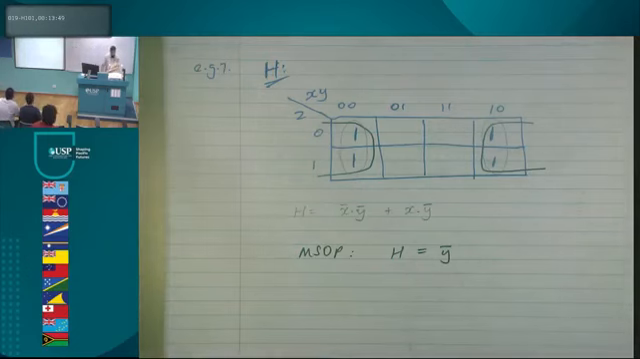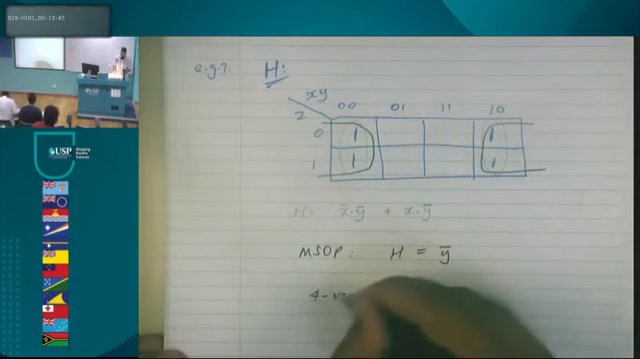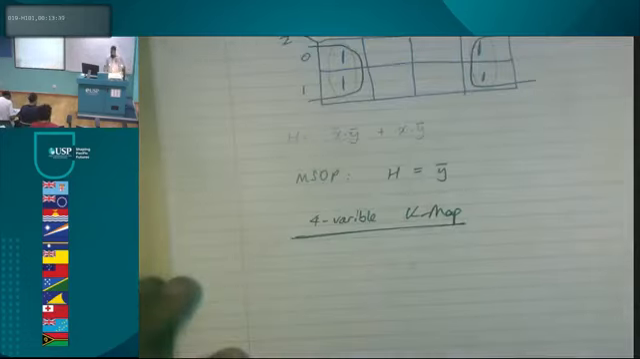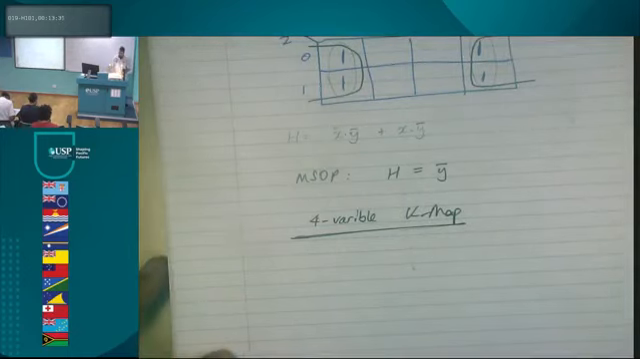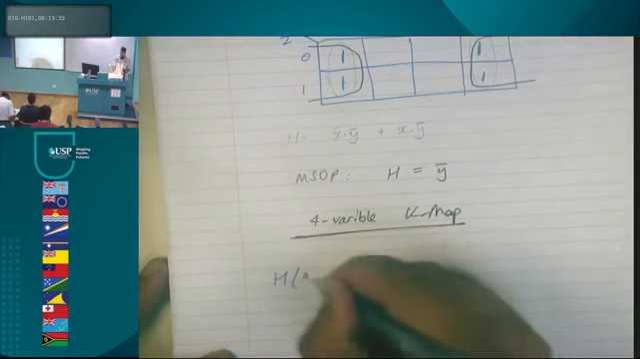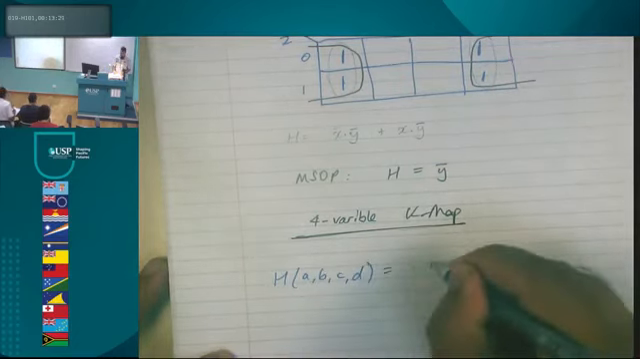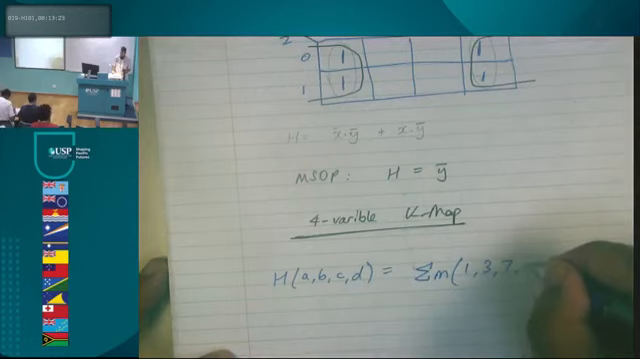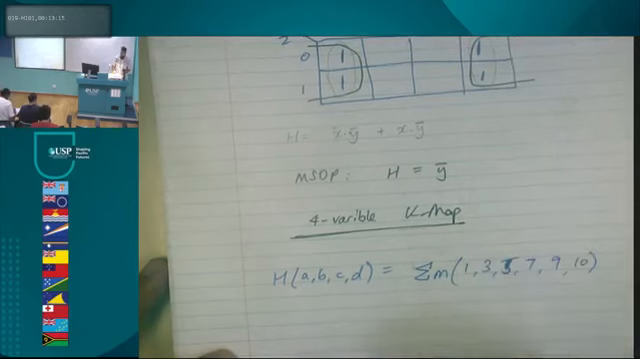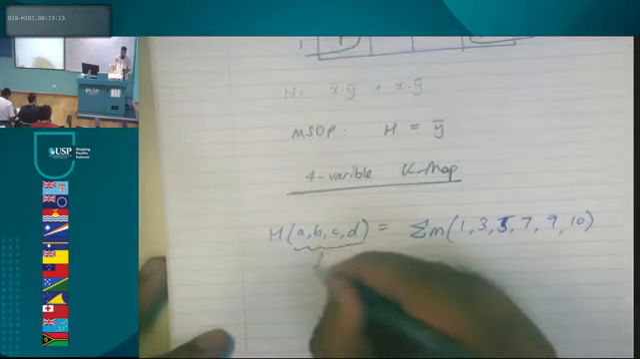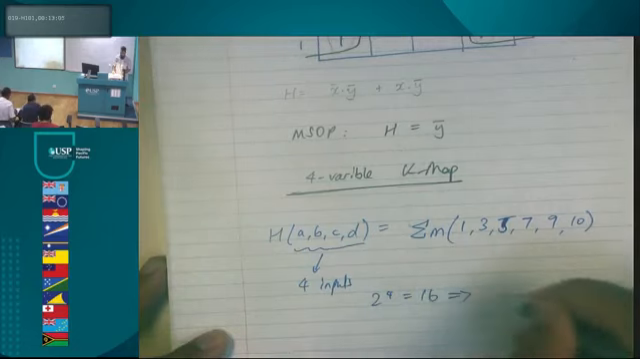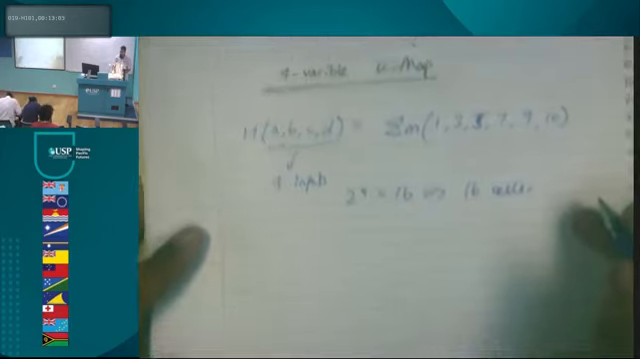I think you guys are getting an idea now. Let's look at a 4-variable K-map. All right, let us consider if you have H of A, B, C, D, and it says sum of minterms is 1, 3, 5, 7, 9, 10. Right? Okay. Now, how many inputs, guys? 4 inputs. 2 to the power of 4 is equal to 16. So that means there'll be 16 cells. Set? All right, now.